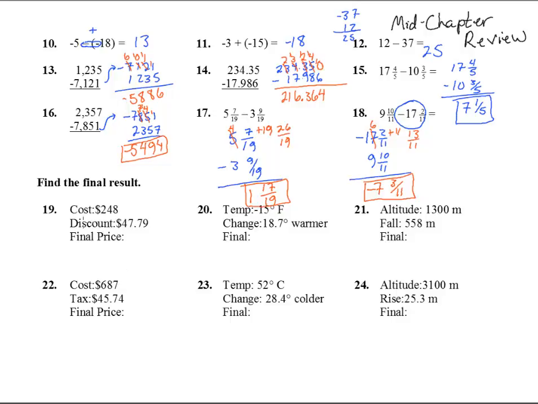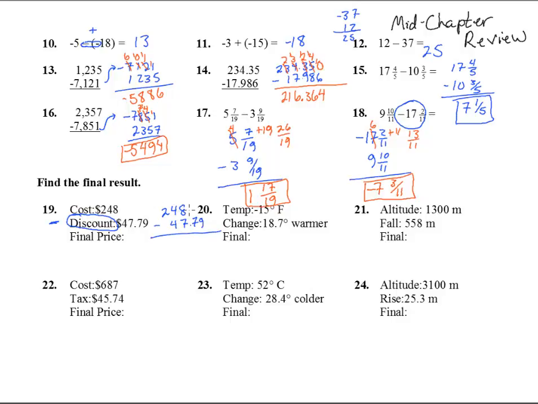Good. Now we're down here, number 19. The cost is $248, and the discount. Discount, is that add or subtract? That is a subtraction right there. So we're going to have 248 minus 47.79.